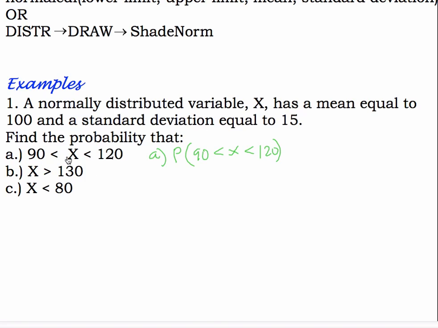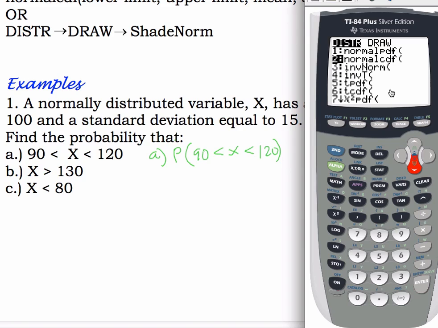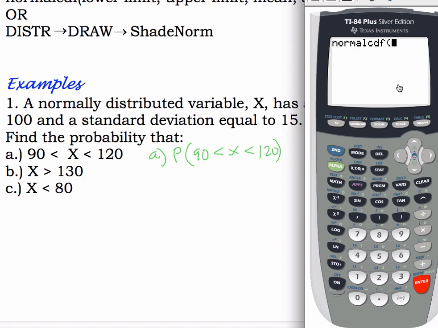So we can do this without the graphing calculator if this was like 85 and 115, because those are exactly one standard deviation below and one standard deviation above. But we can calculate any probabilities using our graphing calculator. Go to distribution. You see distribution here right above the variable button. So I click second function and distribution. Don't forget, don't use the first one. You have to use the second one, normal cumulative distribution. Then we click enter, and then we type in four things.